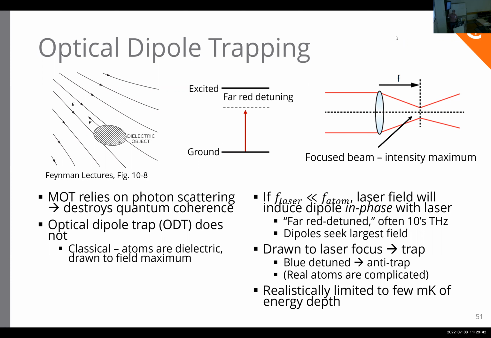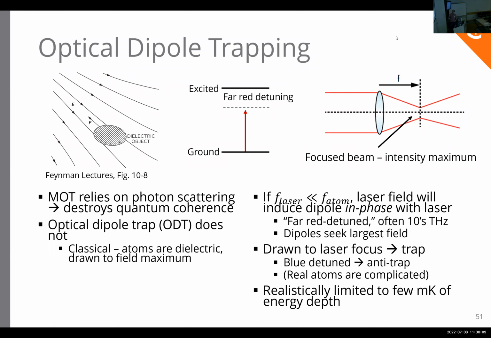By the way, if this was blue detuned, this would become an anti-trap, also for classical reasons. If you think of atoms as a harmonic oscillator, when you drive below the resonant frequency, the response is always in phase with the drive. If you drive above the frequency, the response is out of phase with the drive. So now the dipole would be anti-aligned with the electric field, so it wants to go away from large fields.